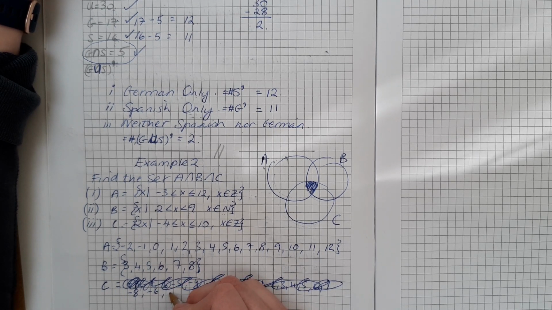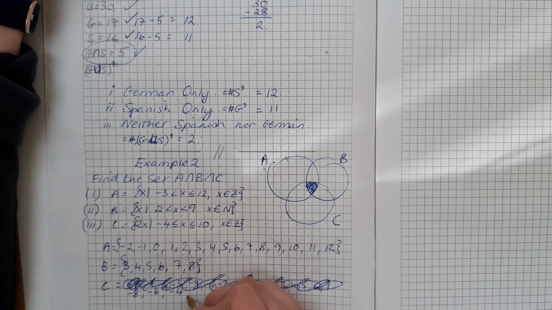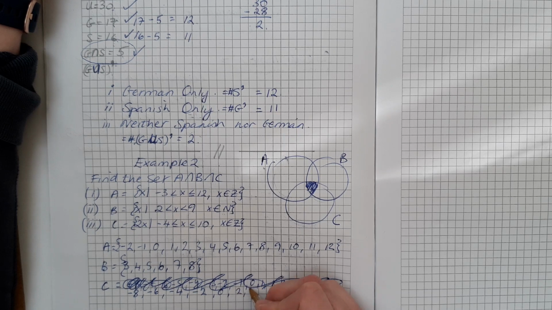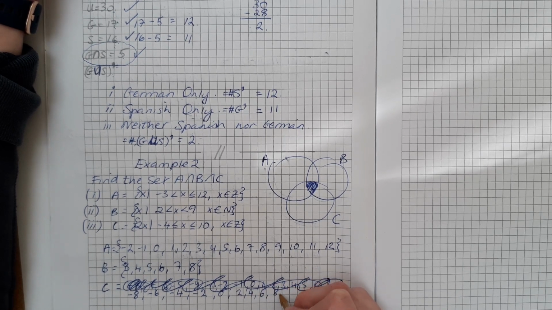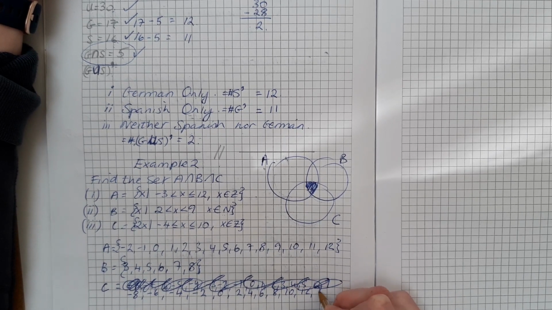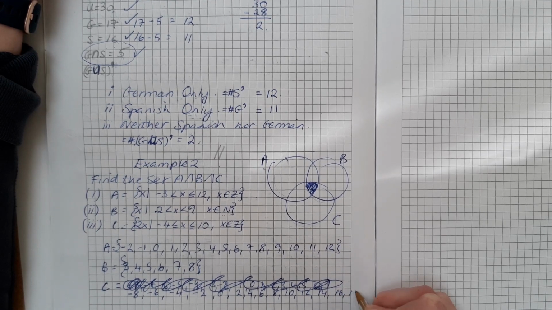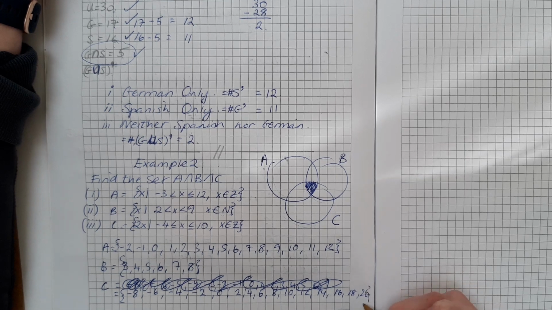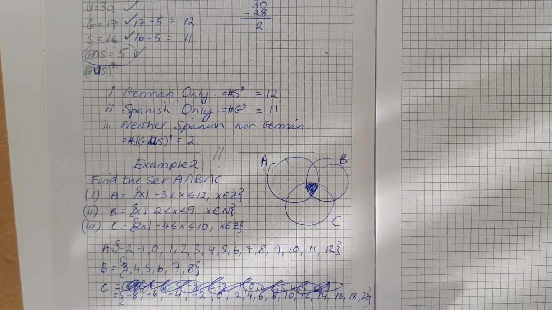If I double -2, I get -4. If I double -1, I get -2. If I double 0, I just get 0. Then it will be 2, 4, 6, 8, 10, 12, 14, 16, 18, 20. Apologies about that. So it's not every single number, it's every second number.